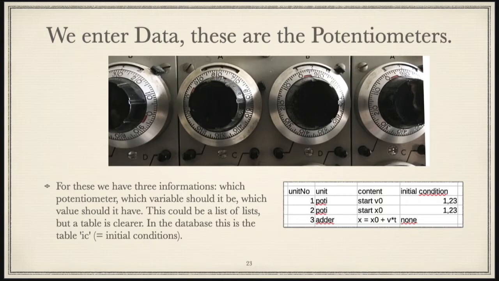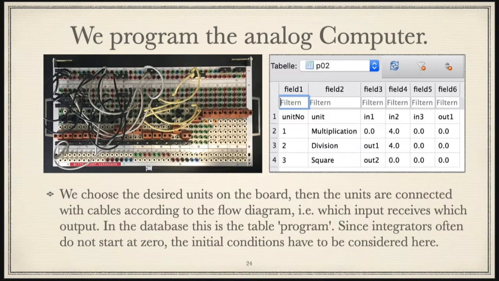We enter the data. These are the potentiometers on an analog computer. In the program, we use a table, the table initial conditions. You can see it here on the right. Then we have to program the analog computer. What you see is not a server rack. You see the patch table, where we patch the combination of these units. For example, multiplication, division, square, whatever. We have here some units we can patch with these cables.